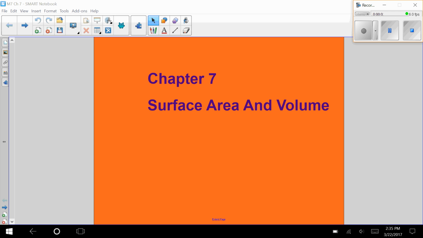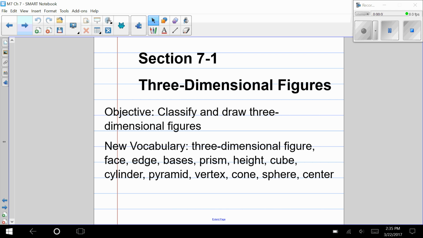This is Chapter 7, Surface Area and Volume. Our first section is three-dimensional figures. Our objective today is to classify and draw three-dimensional figures.